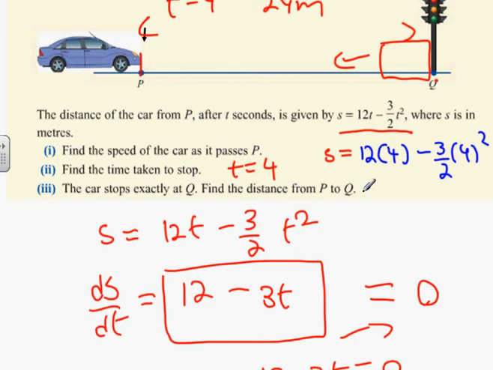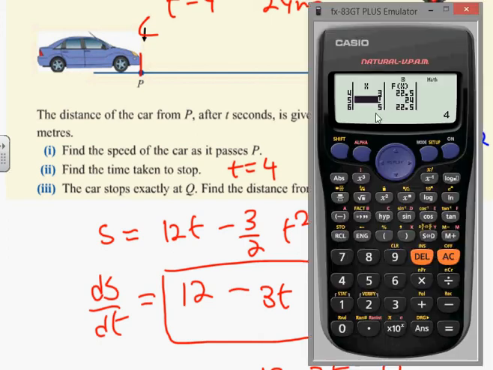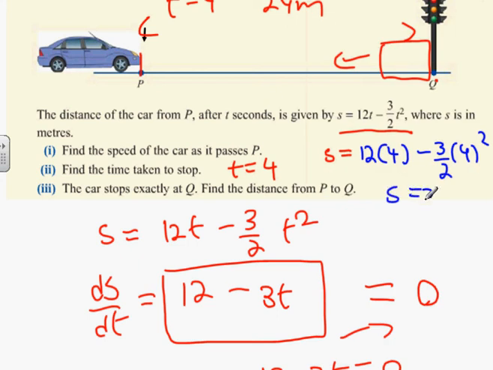I've already had this worked out on the calculator here. When t gets replaced with 4, the answer is 24. So you're 24 meters away when you stop. Does that make sense? Now, I forgot to do part 1.